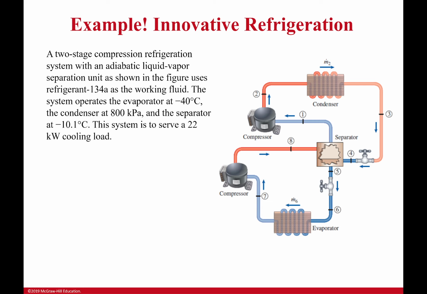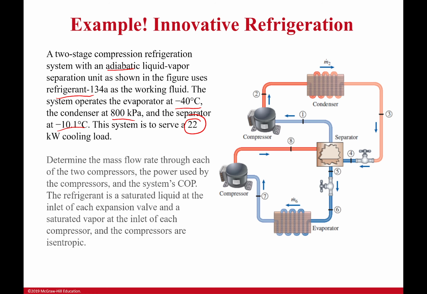Now, what's this cycle doing? So let's see here. We have an adiabatic liquid vapor separation unit. Okay, nice. It's using Freon. Good to know. And the system operates the evaporator at negative 40 degrees Celsius, the condenser at 800 kilopascals, and the separator at negative 10.1 degrees Celsius. And we've got to have a 22 kilowatt cooling load.